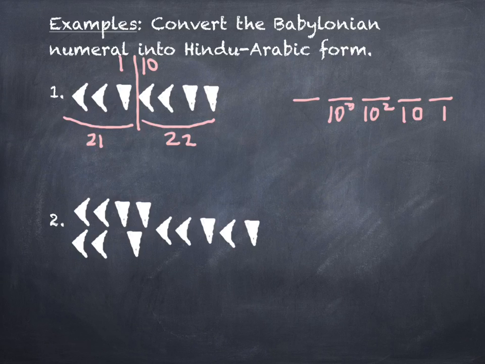Our system is actually based on powers of 10 because it's a base 10 system. Their system is a base 60 system, so it's based on powers of 60. So in their place value system, this place is the ones place, just like before. And this place is the 60s place, because it's a base 60 system. Okay, so far so good?